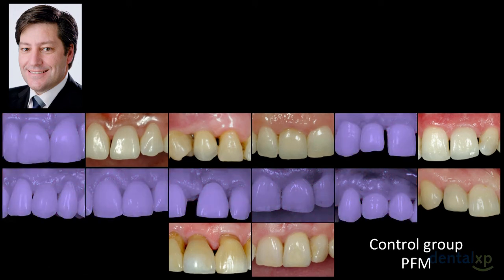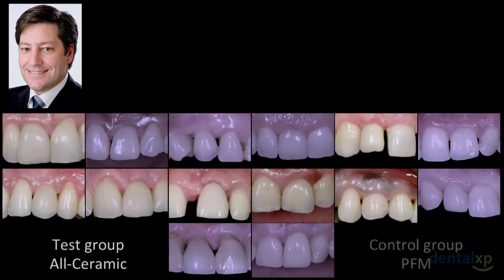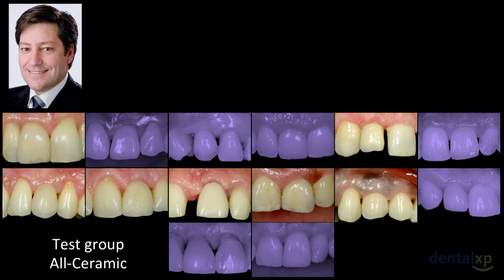And I show you now, these are all the PFM crowns, and these are all the all ceramic crowns. Basically what the statistician says is that the clinician's accuracy score was 47% for the PFM positive responses and 50% for the ceramic. It was just random guessing.